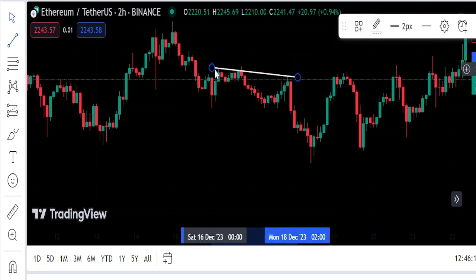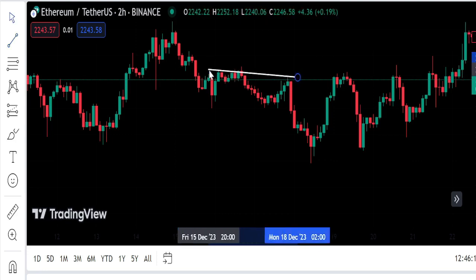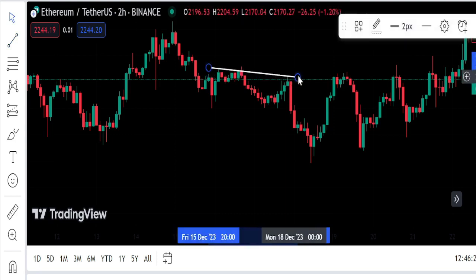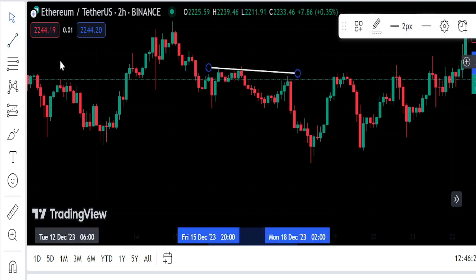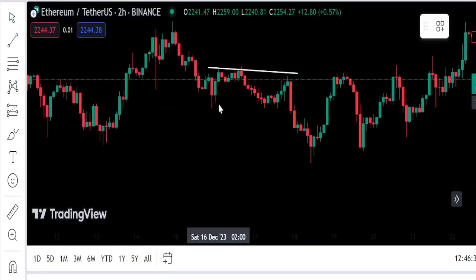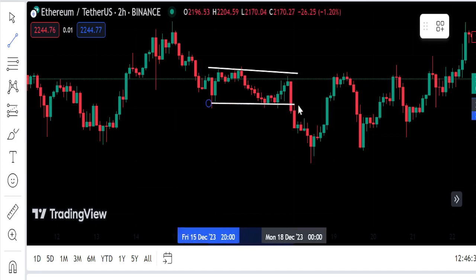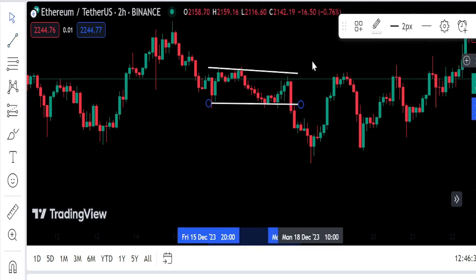upper line, then we can also consider this point here as our lower line, right? So we see that this candle, this price breaks below this pattern, confirming the pattern.